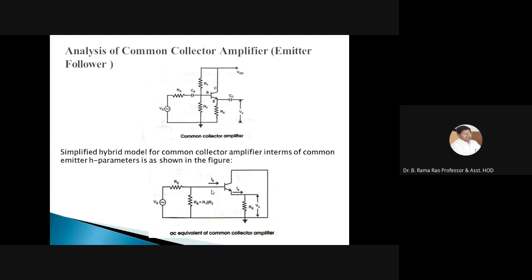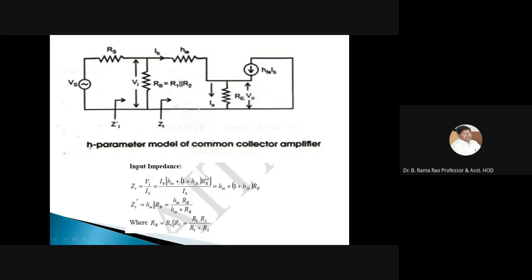Then we have also shorted the DC power supply, simply grounded it. After that, in the third step, we have replaced the transistor with the hybrid model. Here we have taken the approximation model, not the exact model.